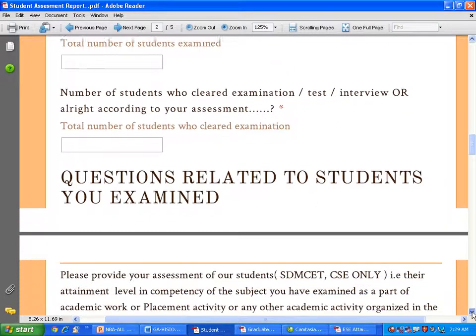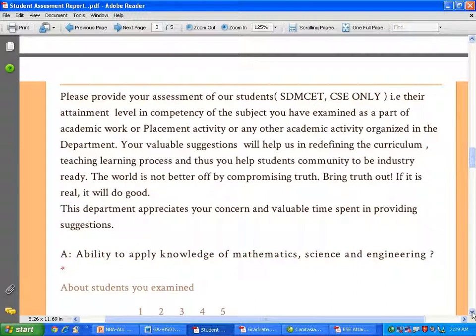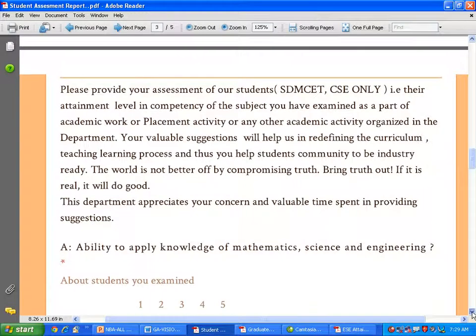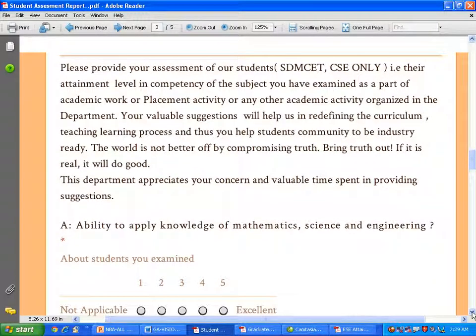Then summary, it is not at individual student level, right? Then ability to apply knowledge of mathematics, science and engineering. This is one of the program outcomes, right? Based on your program outcome, whatever you write, which are in line with your graduate attributes, you have to frame the questions. Now, assuming that these are the program outcomes, ability to apply knowledge of mathematics, science and engineering, about the student you examined, right?